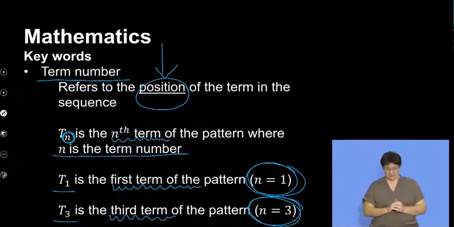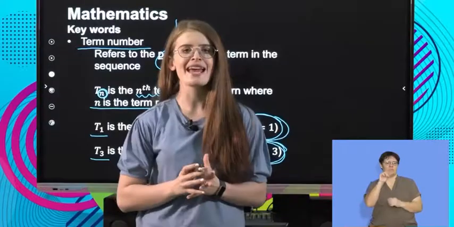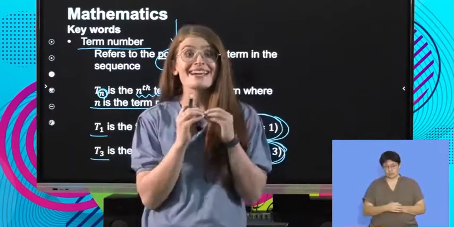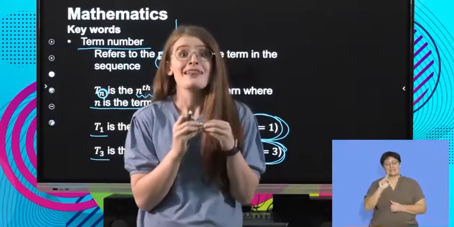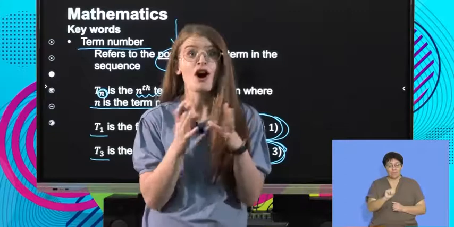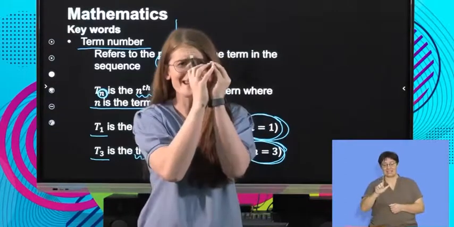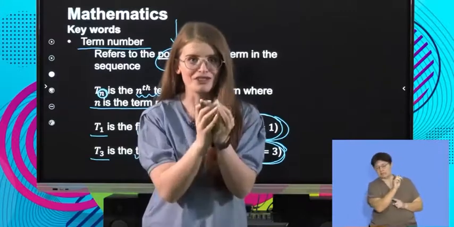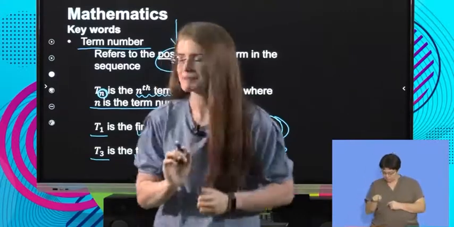We can continue using term number. I could say T732, where n is 732. That means it's the 732nd position of that pattern. So whatever's in that n is telling me the term number. Wonderful. Let's look at the next definition.